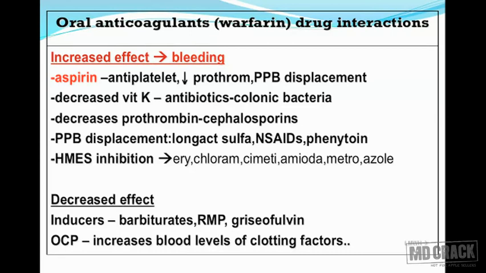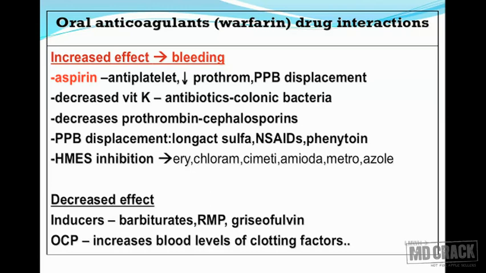Now we come to the opposite. Who are the ones who are going to decrease the effect of warfarin? Inducers, which are going to increase the metabolism of warfarin. Obviously, barbiturates, rifampin, griseofulvin, these substances will be producing decreased effect by increasing the breakdown of warfarin. Oral contraceptive pills, that's the estrogen-progestin pills, increase the blood levels of clotting factors, and this is why they can also have the opposite effect, and naturally there will be decreased effect of warfarin.